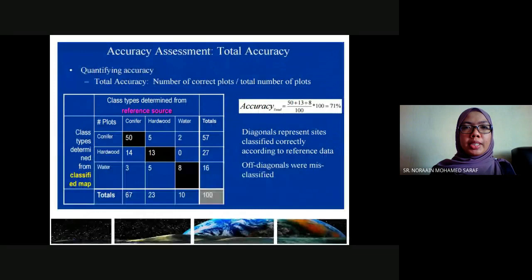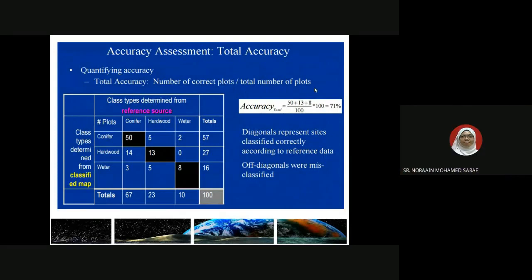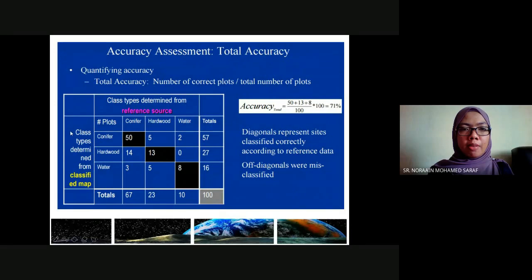So kita tengok accuracy assessment on the total accuracy. Number of correct plots divided by total number of plots. Okay, kalau kita tengok sini ada dua classified maps. Number of samples for the classified map, and then a reference map or reference source. Okay, for example, we have three classes here: conifer, hardwood, and water.